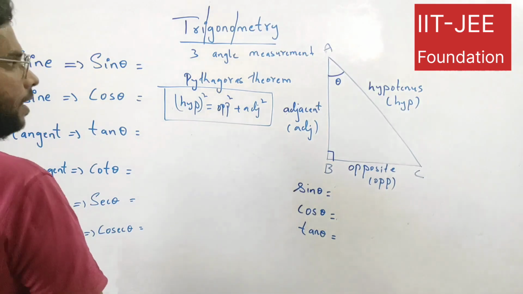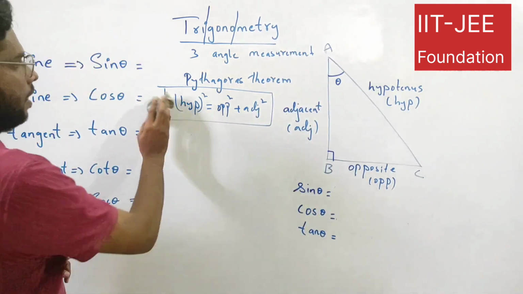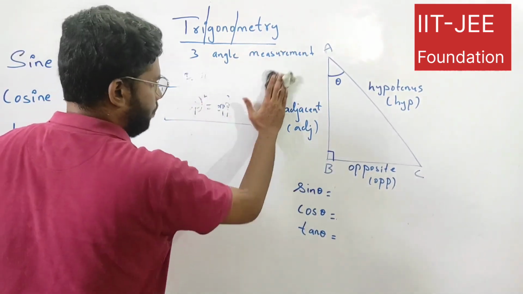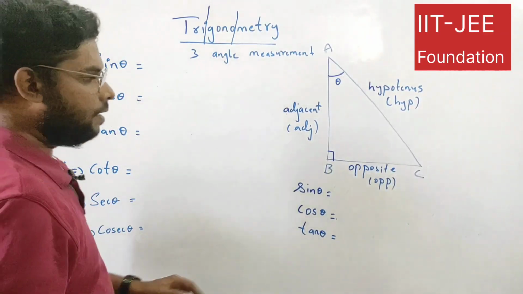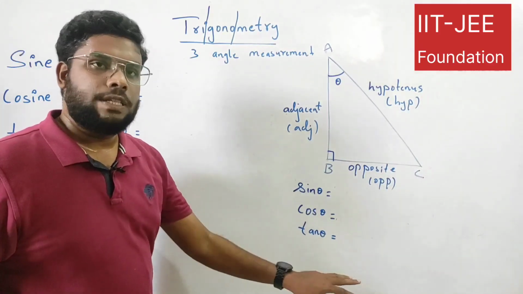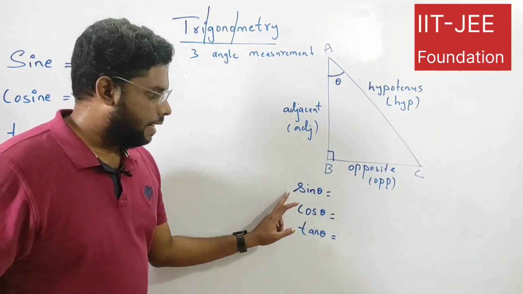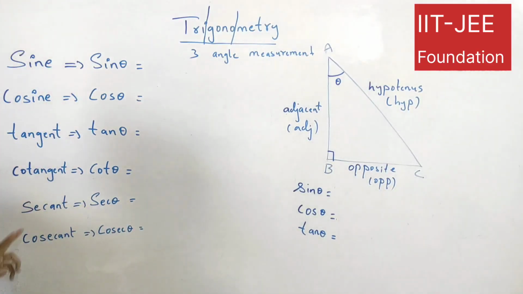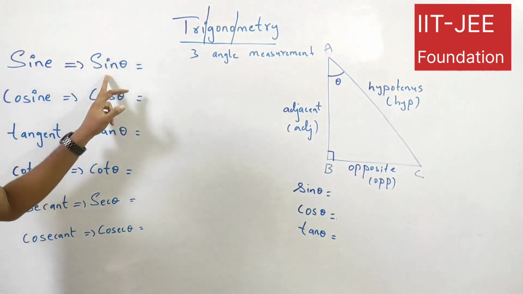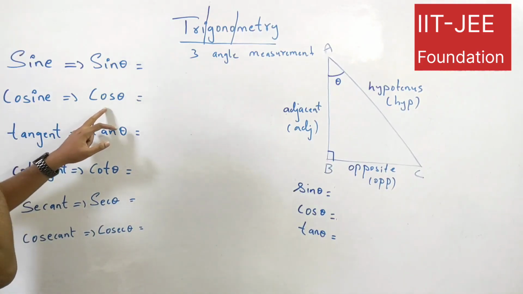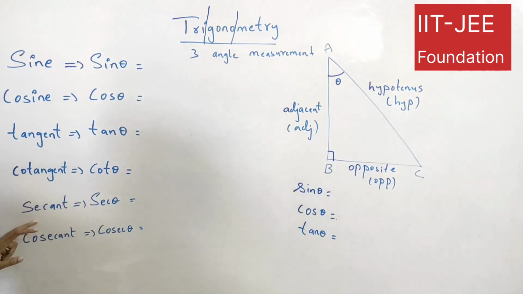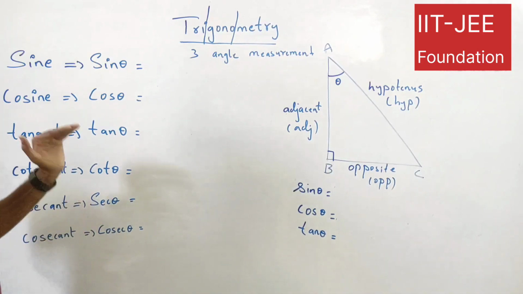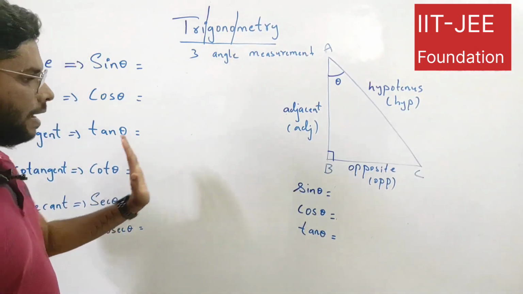Now I think you have got familiar with the right angle triangle. Now let us consider our 6 trigonometry ratios. Basically, we have three trigonometry ratios, and the rest of the 3 are their reciprocals. There are 6: sine theta, cosine or cos theta, tangent or tan theta, cotangent or cot theta, secant or sec theta, and cosecant or cosec theta. These 3 are the main, and the rest of 3 are the reciprocals.